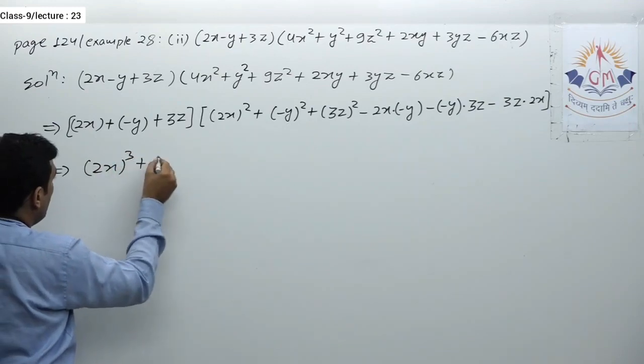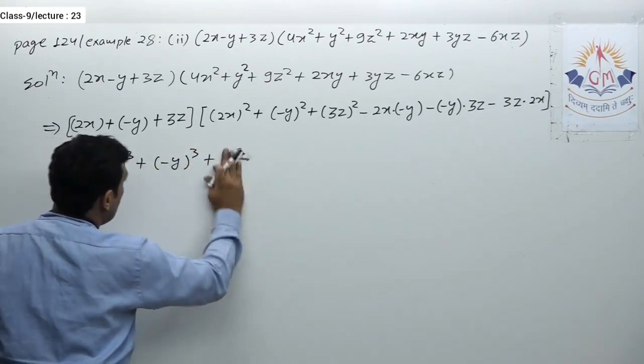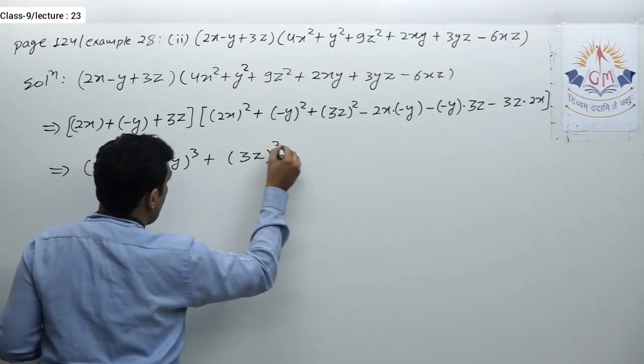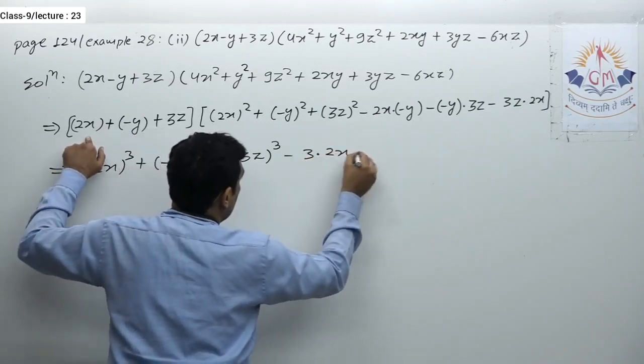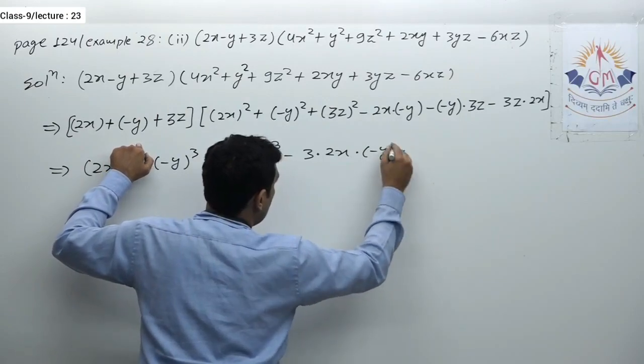A cube plus b cube plus c cube minus 3abc.